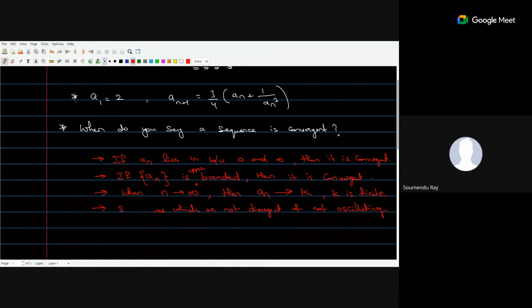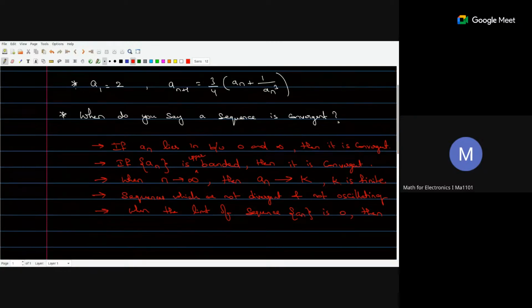Okay. Let me just keep this. So see, these many different understandings are there. When the limit tends to 0, sir. When the limit tends to 0, then only it is a convergent sequence. When the limit of the sequence an is 0, then an is convergent.